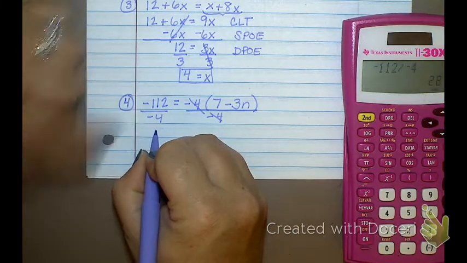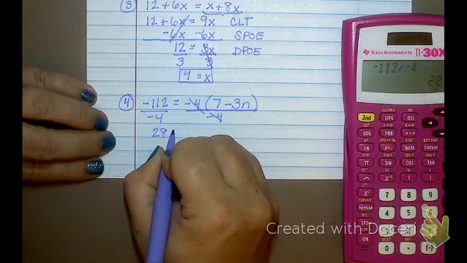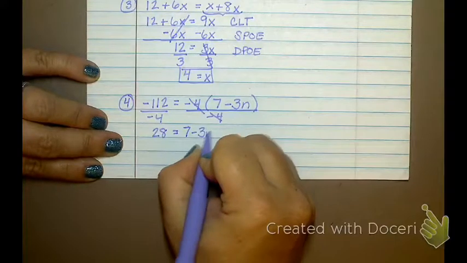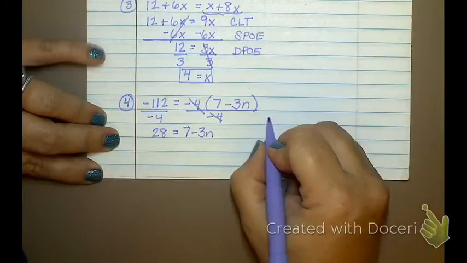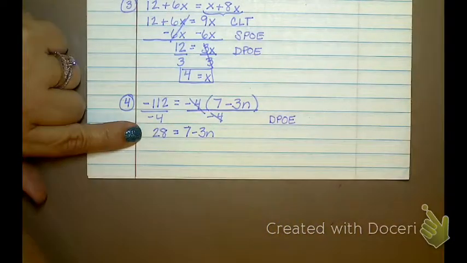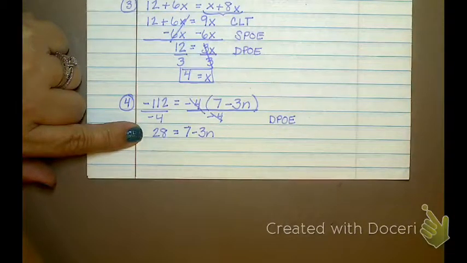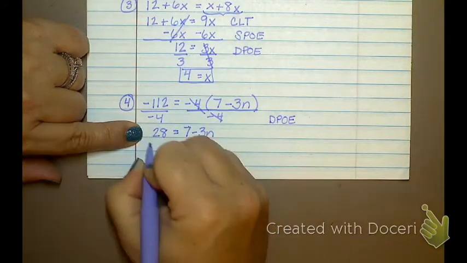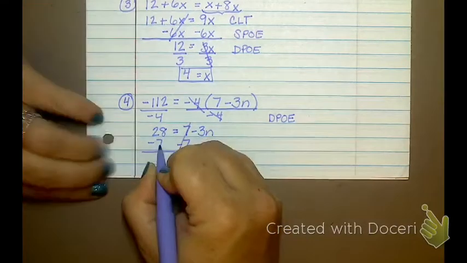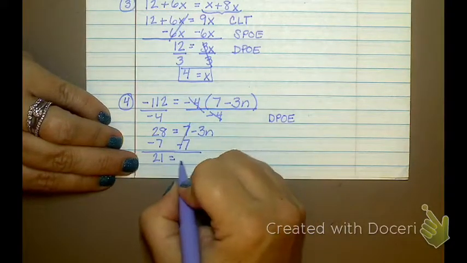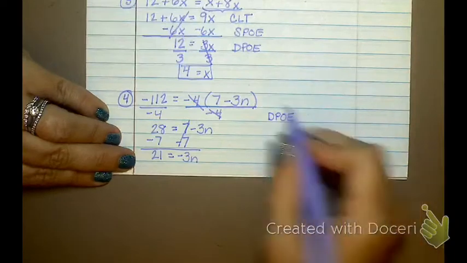So negative 112 divided by negative 4 was 28. And what do I have left on the right side? Okay, what property did I just use? Division property of equality. All right, I don't have any n's to combine. They're all together. So what do I need to get rid of? The 7. How do I get rid of the 7? Subtract 7, because 7 minus 7 is 0. That's good. What is 28 minus 7? 21. What do I have on the right side? Negative 3n. What property did I just use?